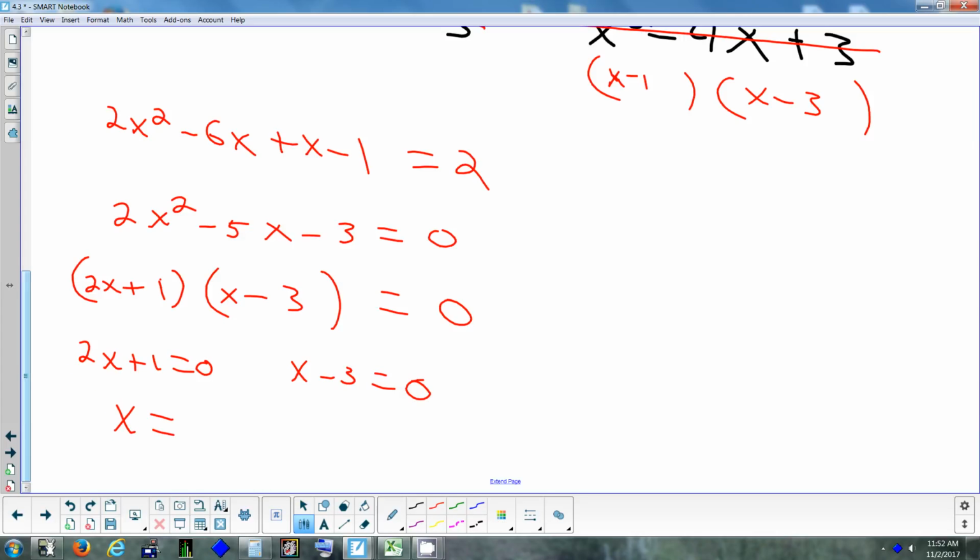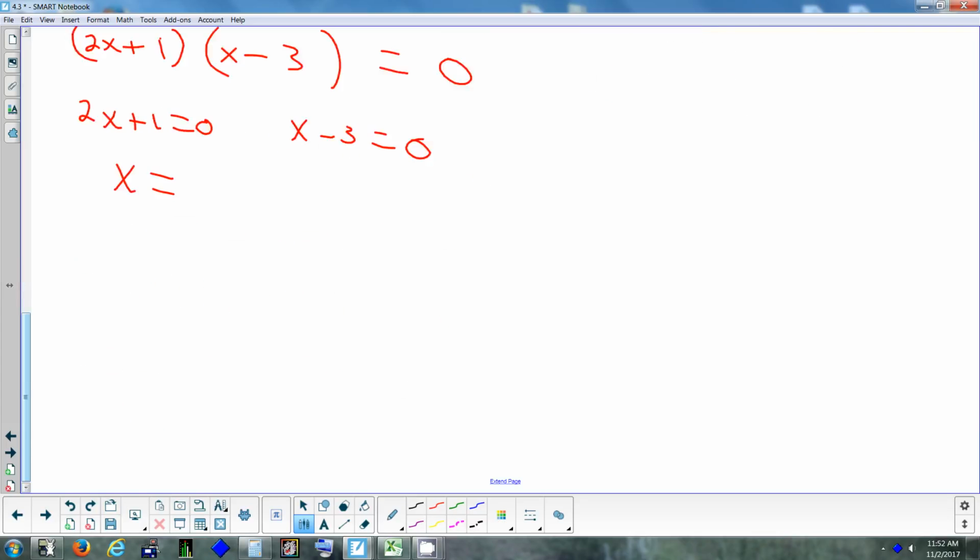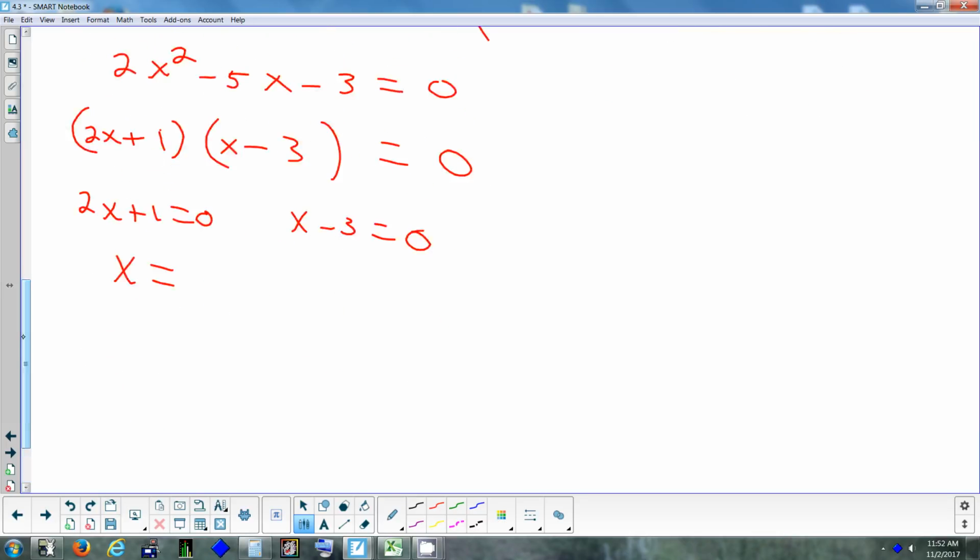And what value would make the first factor 0? 1/2. What would make the second factor 0? 3. Negative, yeah, negative a half. Thank you. All right. So now the only thing we have left to do is make sure those answers aren't extraneous. When you're dealing with a rational fraction, extraneous means you would divide by 0 if you plug it in.